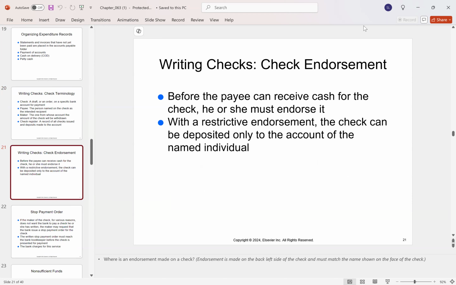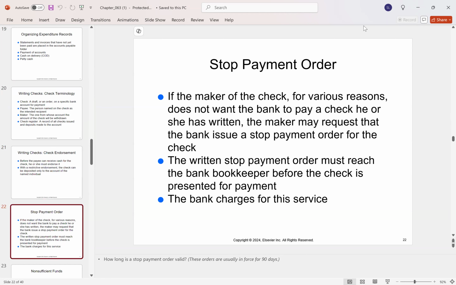Before the payee can receive cash for the check, he or she must endorse it. With a restrictive endorsement, the check can be deposited only to the account of the named individual. If the maker of the check, for various reasons, does not want the bank to pay a check he or she has written, the maker may request that the bank issue a stop payment order for the check. The written stop payment order must reach the bank bookkeeper before the check is presented for payment. And then the bank is going to charge a fee for that service.